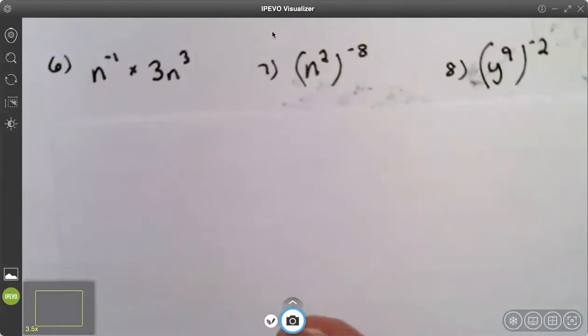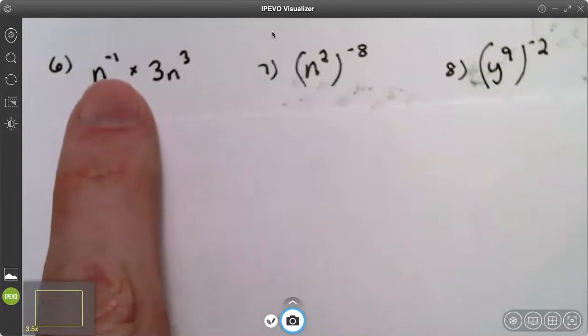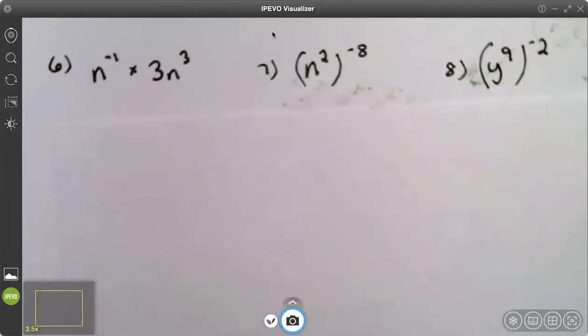On number six, you could multiply. Negative 1 plus 3 is 2. So your answer is 3n squared. Or you could think about moving it down, making it positive, then dividing by subtracting the exponents. 3 minus 1 is 2. Your answer is 3n squared, however you do it. Number seven.